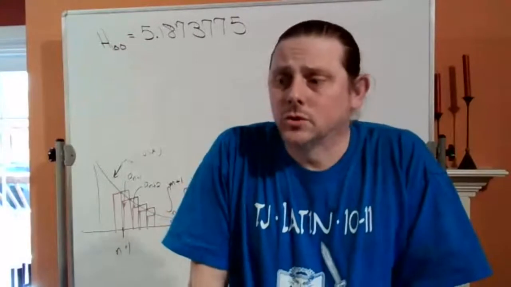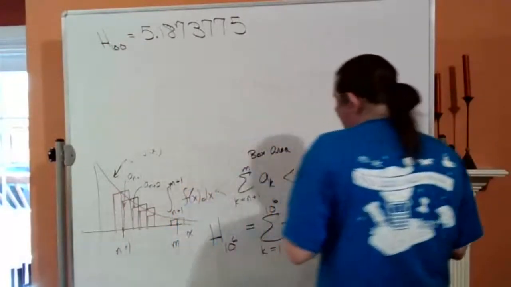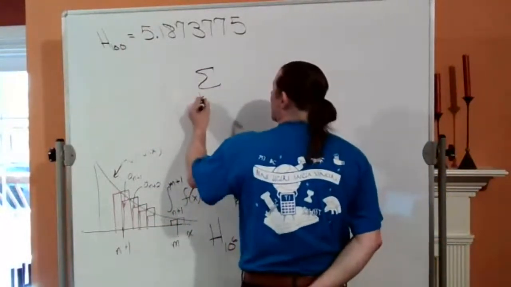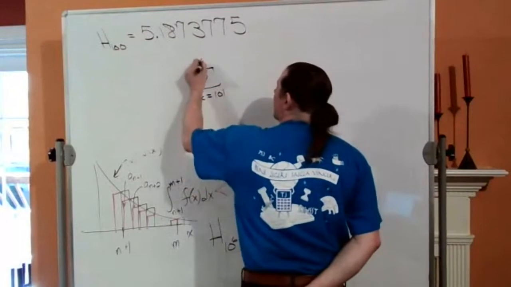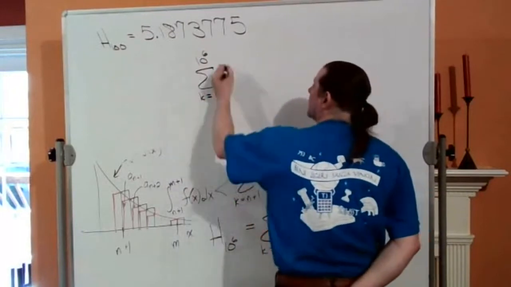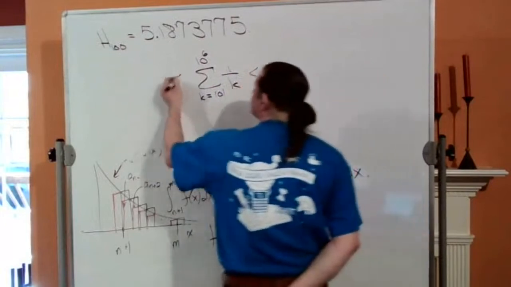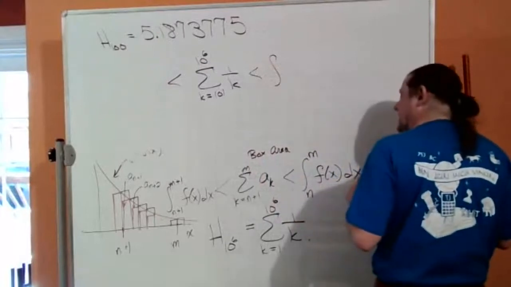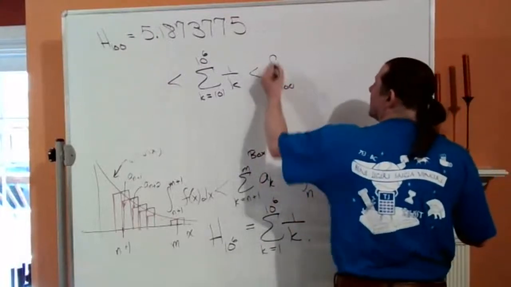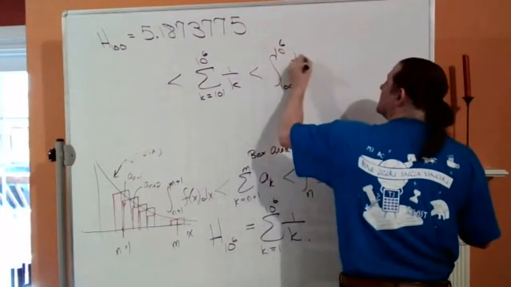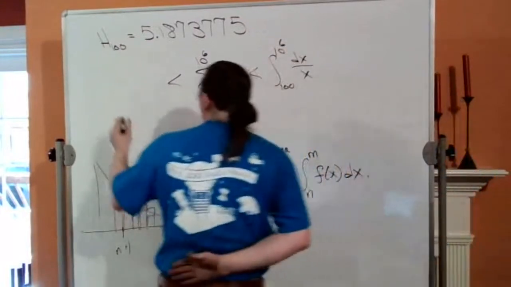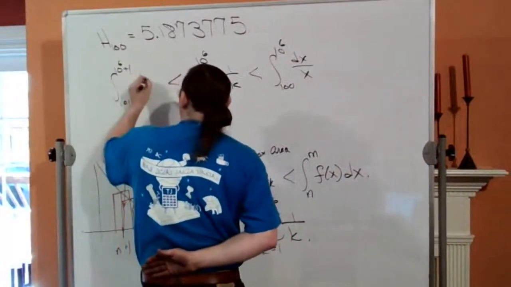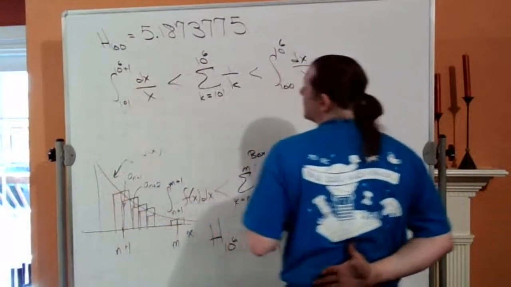Okay? So how am I going to get the rest of them? Well, the rest of the terms, that's going to be the sum from 101 to 1,000,000 of 1 over k. The integral comparison test tells us that this is less than the integral from 100 to 1,000,000 dx over x, and greater than the integral from 101 to 1,000,001 dx over x.